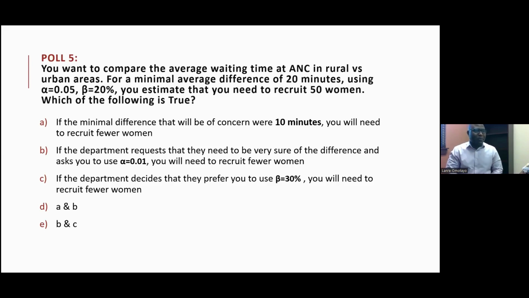If somebody decides that they prefer to use beta equal to 30%, you will need to recruit fewer women. Now, here, it means that they are willing to tolerate a higher level of risk in making a type 2 error. So with higher beta, you need lesser power to do this. So you probably need fewer women to do this. So option C would be the correct option here.